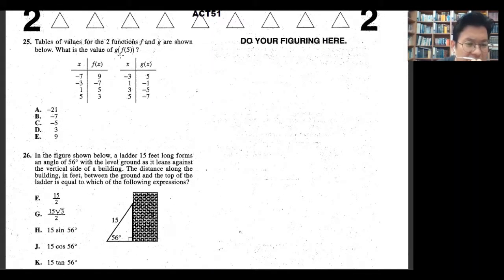This value of f of 5 is 3. So you put 3 inside, 3, negative 5, so C.